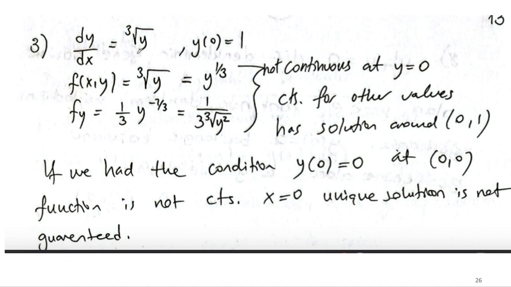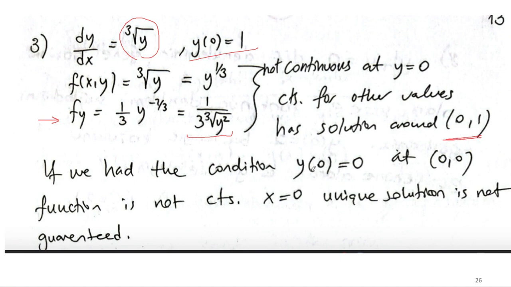Another example, again, the derivative of y with respect to x equals, on the right hand side, the cubic root of y. This is the initial condition at x equals 0. So if we look at this now, y to the power 1 over 3, and the derivative is given as y to the power minus 2 over 3. So it is in this form. As we see, at x equals 0, we have continuity for both functions. So around this point, we have a unique solution.